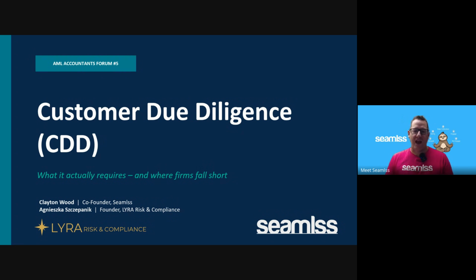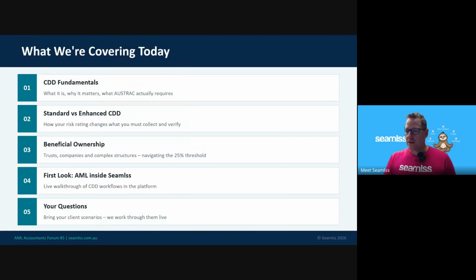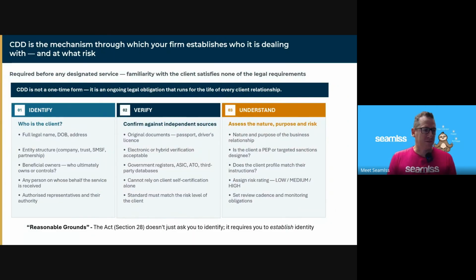We're going to cover what's actually required, how the risk rating works, and beneficial ownership along that journey. So CDD fundamentals, standard and enhanced CDD, ownership, what that means, and a bit of a look inside Seamlss, and then obviously we'll come back to some questions at the end. I'll kick it over to Ags.